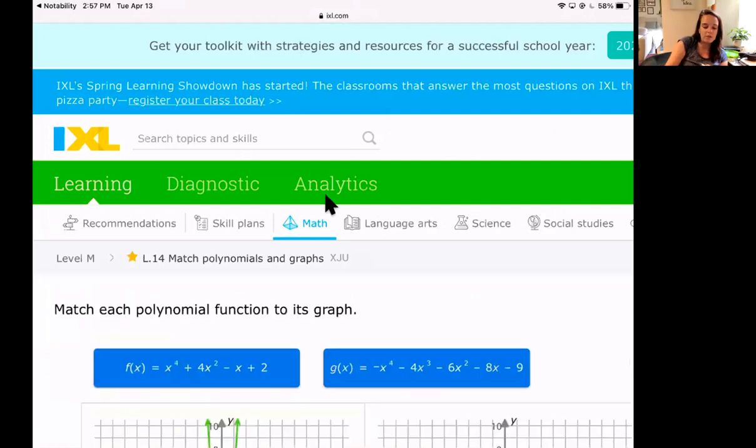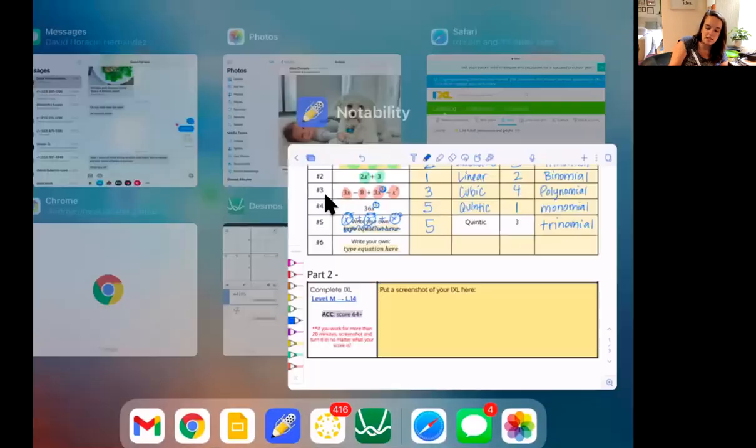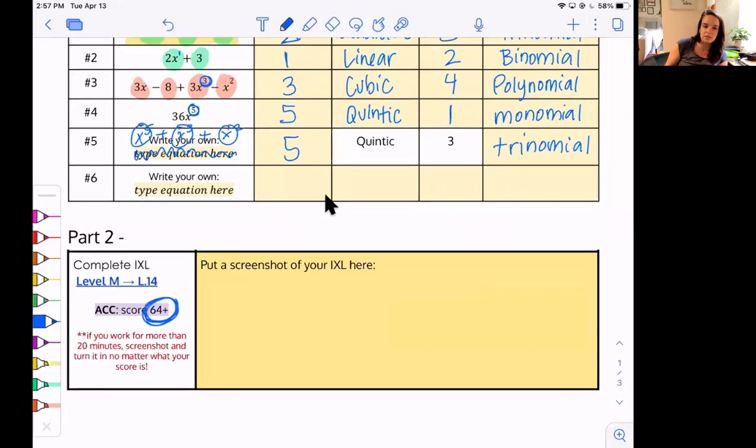You're going to get a very low score. Notice it's not 90. It's for sure not 90. It's just 64. And that's really on purpose. But if you work for more than 20 minutes, you're done, that's it. You don't have to go anymore.